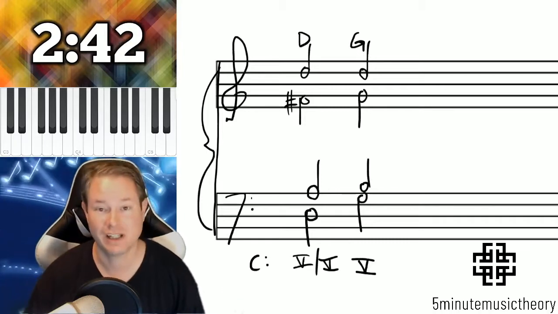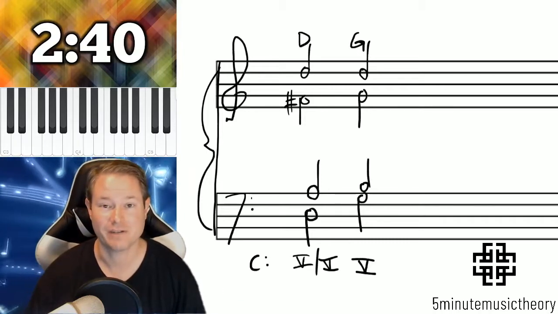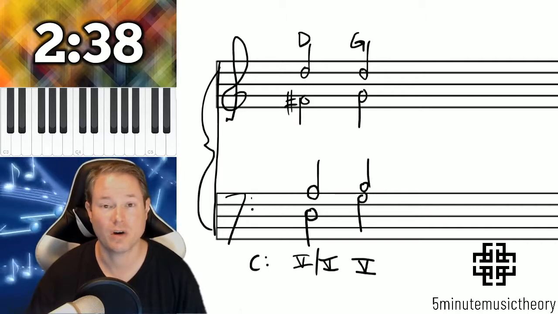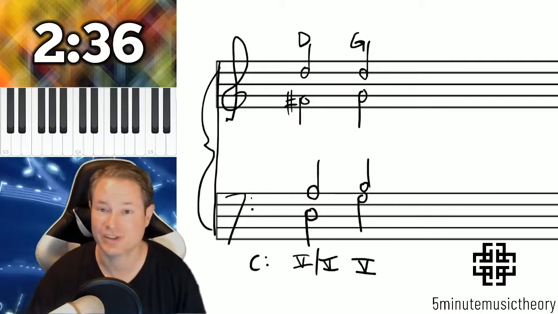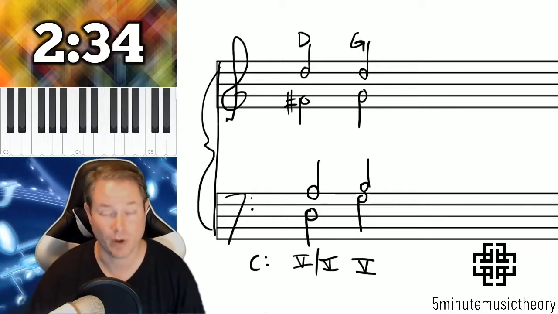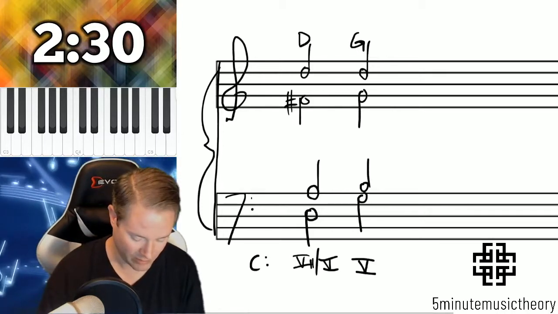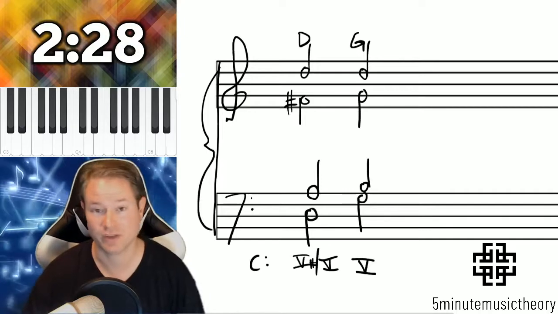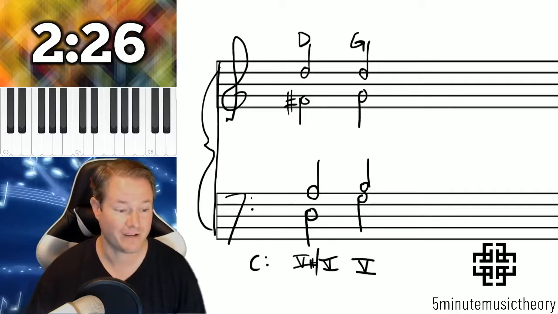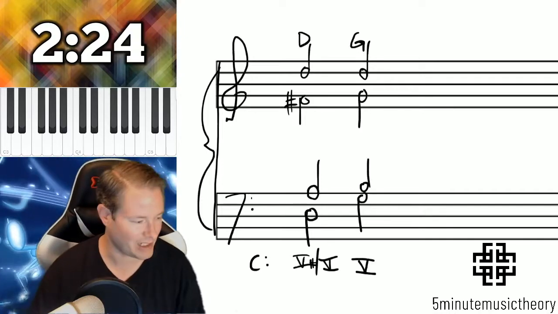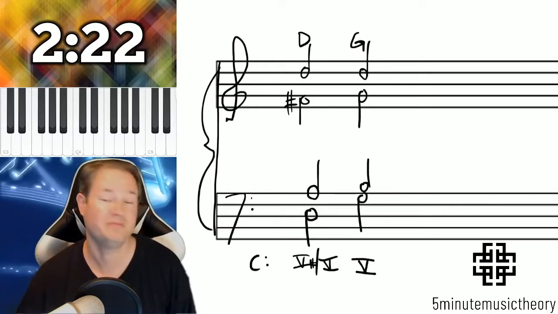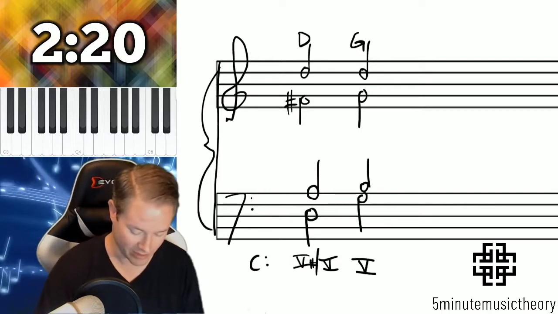Now you have to be really careful when writing secondary functions because there will almost always be accidentals in these chords. Not always, but most of the time. So there is an F sharp here, and if we want to depict that in the figured bass, we have to put the sharp there. So, 5 of 5.